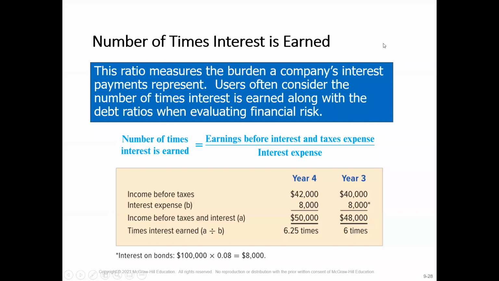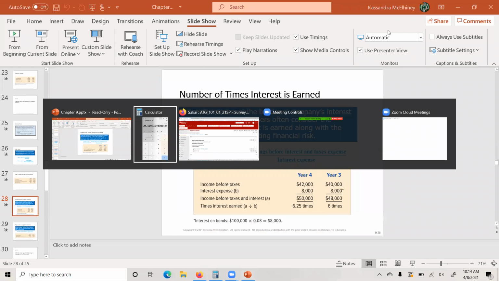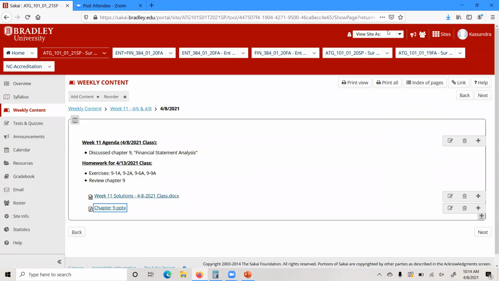We'll pick up with times interest earned, which is kind of an oddball little ratio. And so what we'll go to here is what exercises we'll discuss next time, and then pick up the rest of the material. We have a number of more ratios to discuss, and that would be for Tuesday.